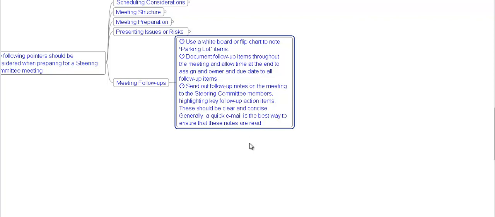Send out follow-up notes on the meeting to steering committee members, highlighting key follow-up action items. This should be clear and concise. Generally, a quick email is the best way to ensure that these notes are read.